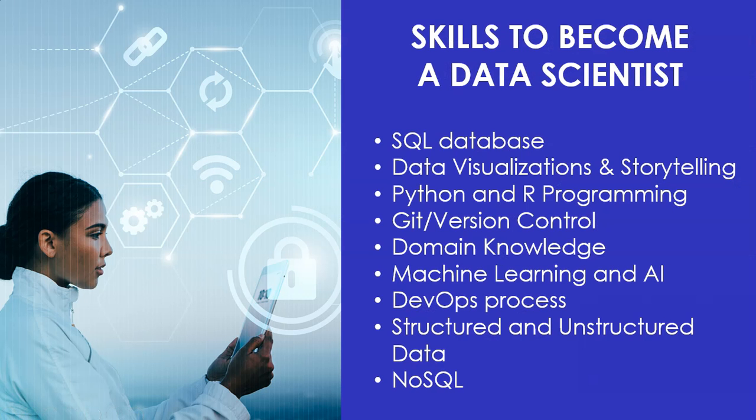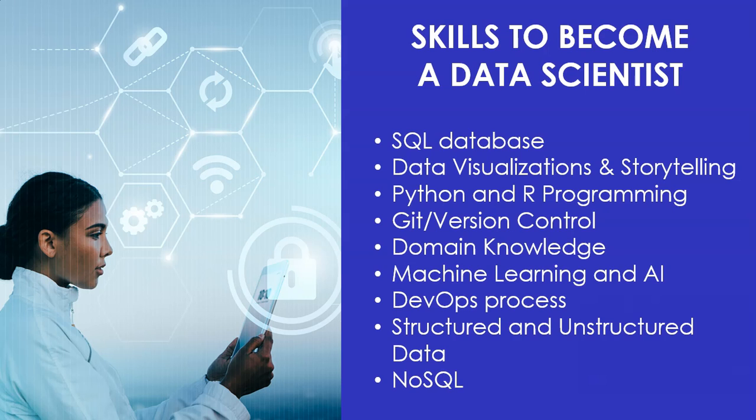So, some of the skills to become a data scientist in 2021. There are quite a number of technical skills that have been revised. You can see the first skill is SQL databases. You need to have good database knowledge, data visualization and storytelling, because once you have your results, once you have your graph, you need to know how to explain this to your manager and various stakeholders. And you need to have programming knowledge, commonly Python and R. You need to have skill and knowledge of version control, where GitHub and GitLab are commonly used.